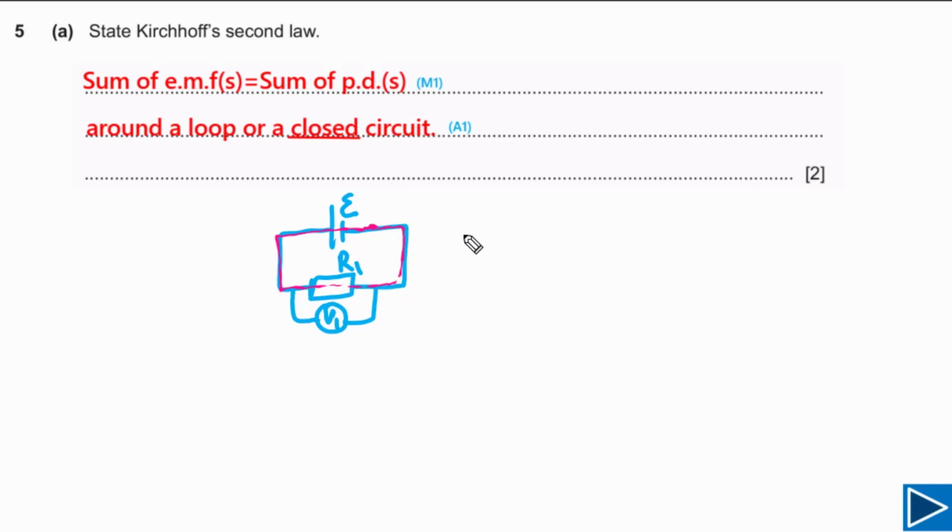So this is our closed loop. Simply we can say in a closed loop, or in a closed circuit, EMF is equal to V1. Means the EMF is equal to the potential difference. We can also extend this idea to 2 resistors.